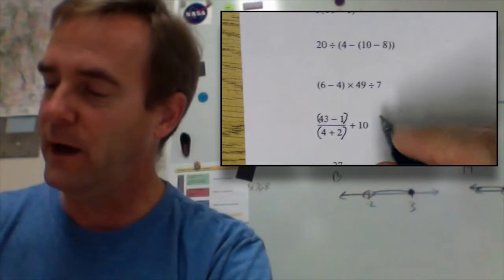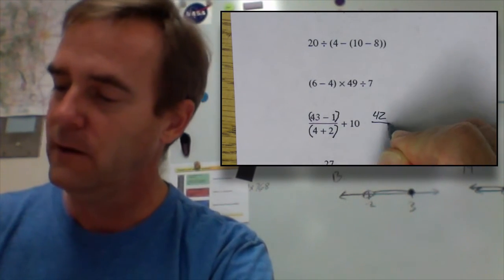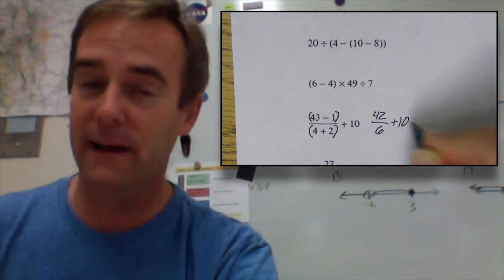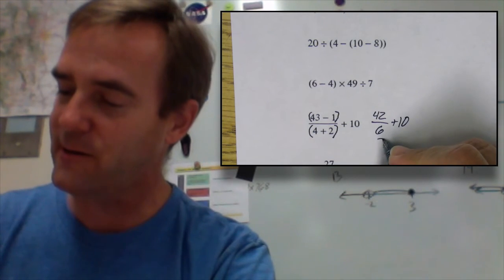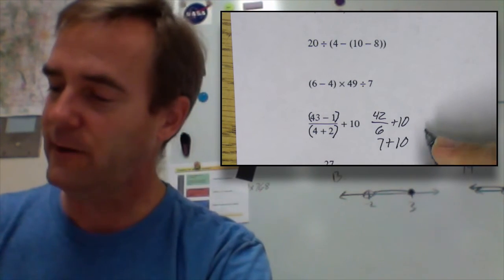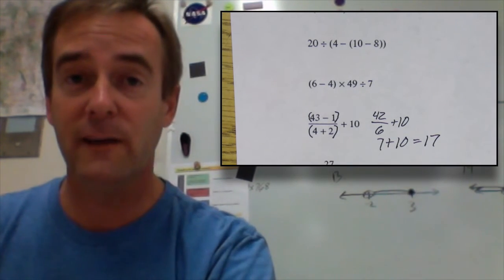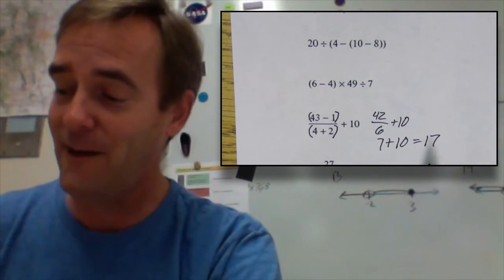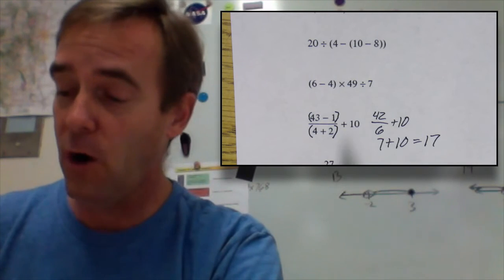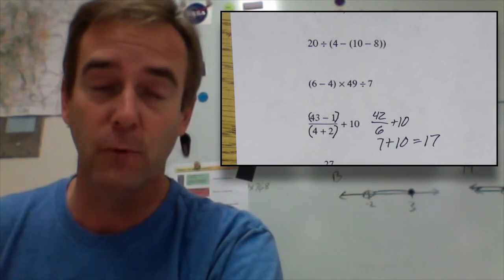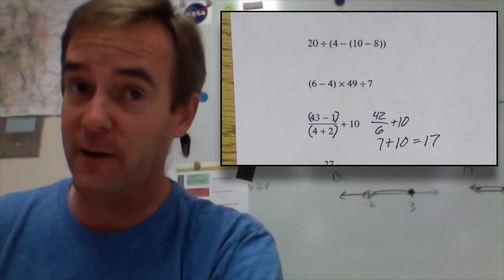43 minus 1, by the way, is 42. 4 plus 2 is 6. We're going to add 10 to that. And 42 divided by 6 is 7 plus 10. 7 plus 10 makes 17. Please make sure when you do this problem and you punch it into the calculator that what you wind up with is 17. If you punch it in wrong, if, for example, you don't group these things around the ratio, you're going to wind up with something other than 17.